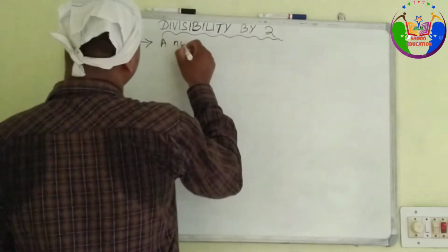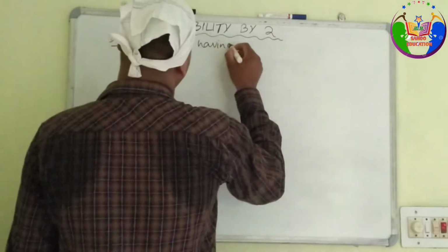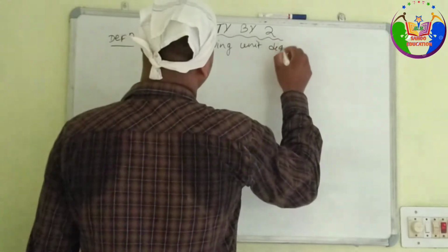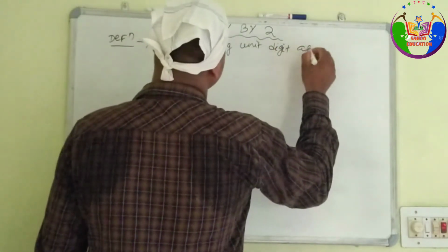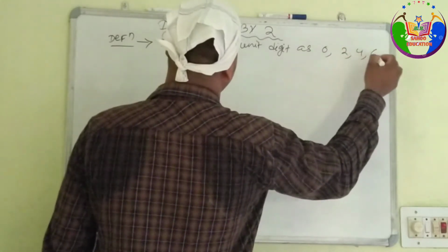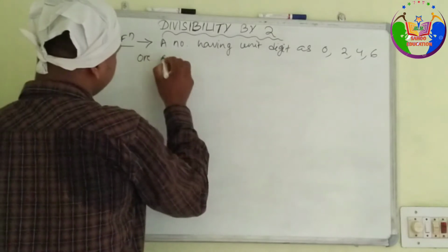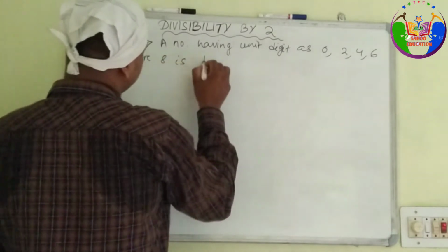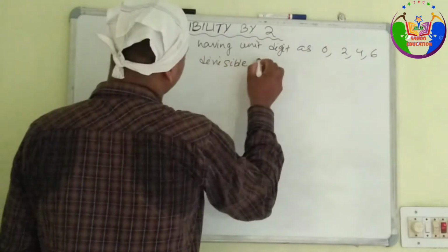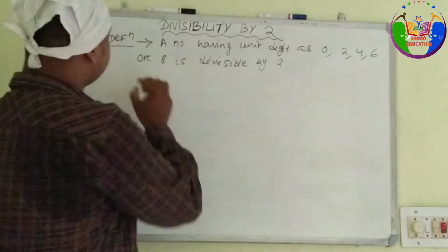A number having unit digit as 0, 2, 4, 6 or 8 is divisible by 2. So let us see some examples.